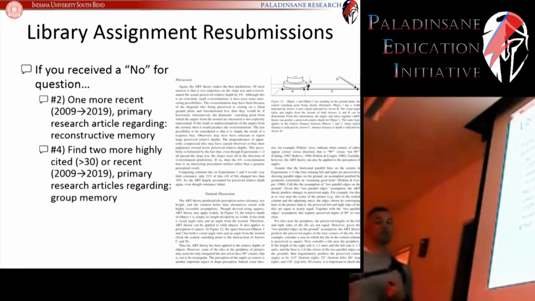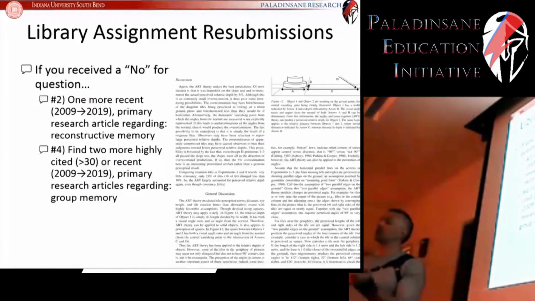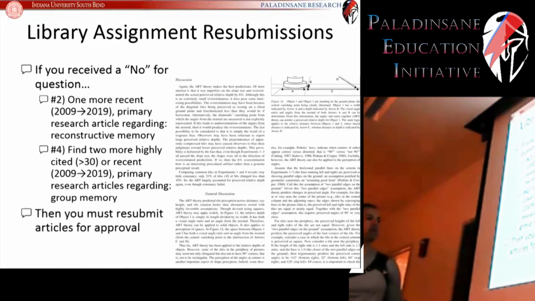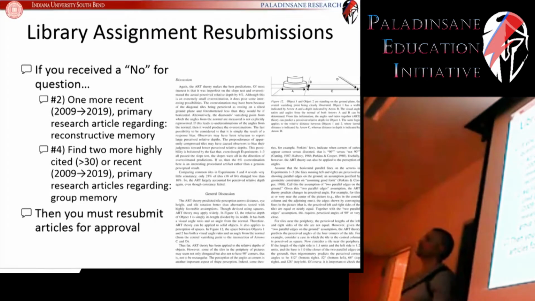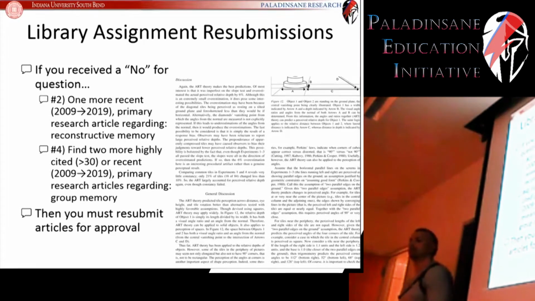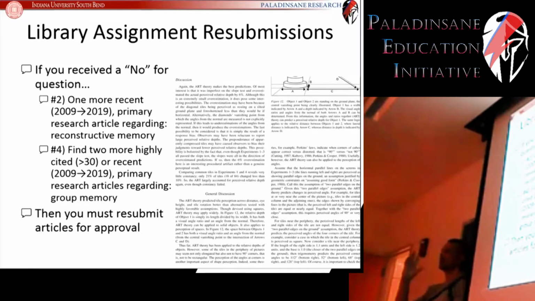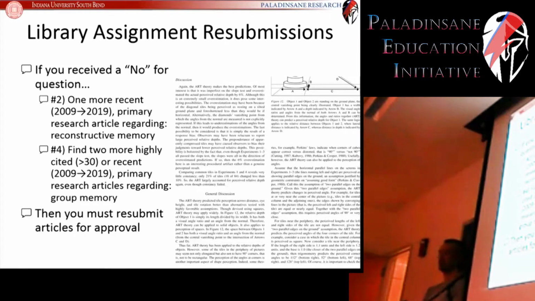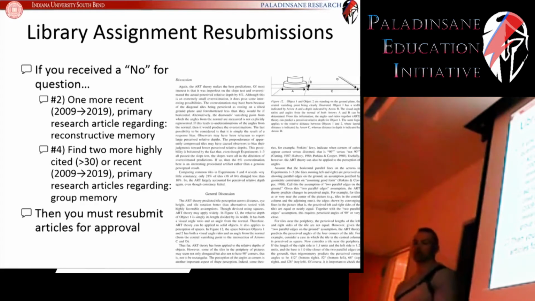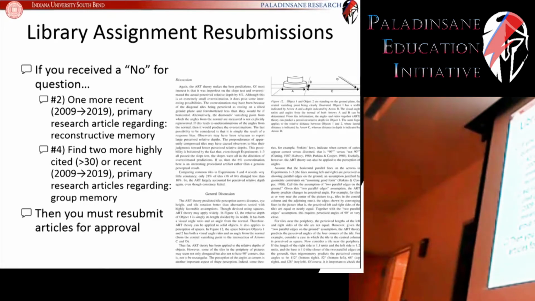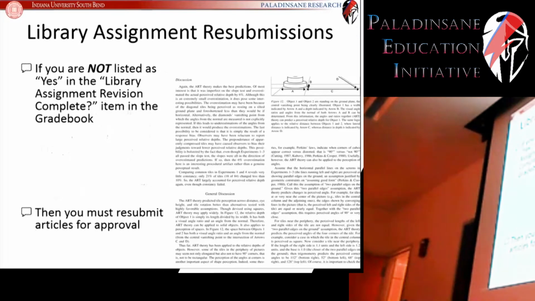So if that occurred, we need to find substitutions for your assignment, and you have to resubmit these for approval. Everybody needs to write their final research paper with their 6 articles approved. Again, everybody has Deese, Roediger, and McDermott, Weldon, and Bellinger. Those have been approved. For Question 2, 4A, and 4B, you need to make sure those articles are also approved. So you'll need to resubmit those if you fall into that category.